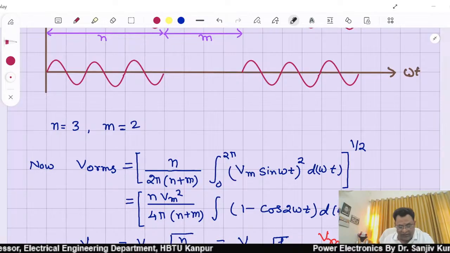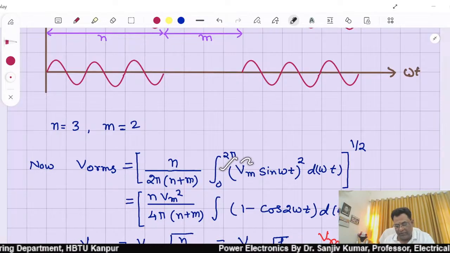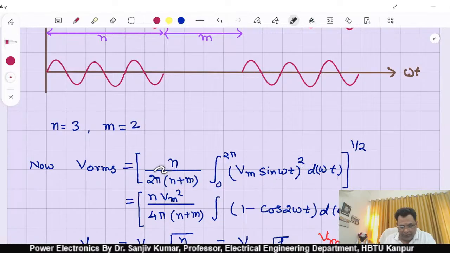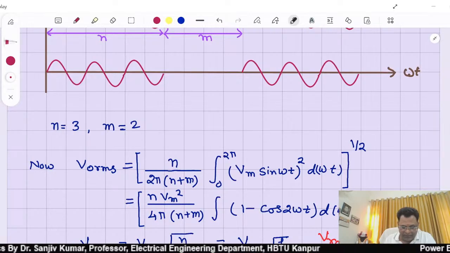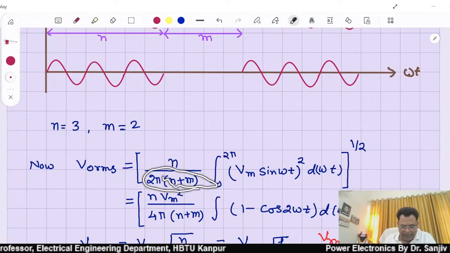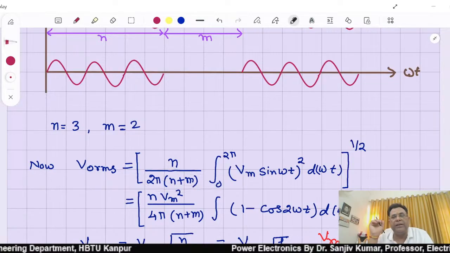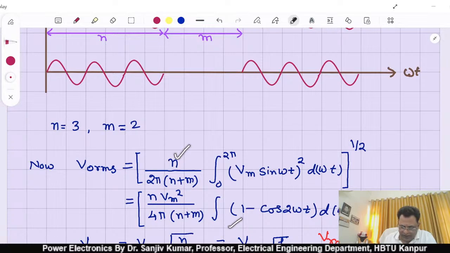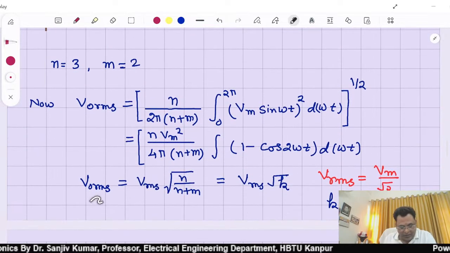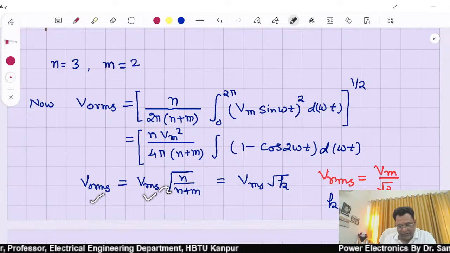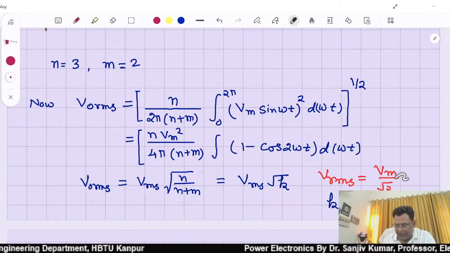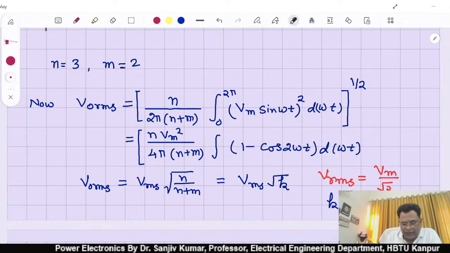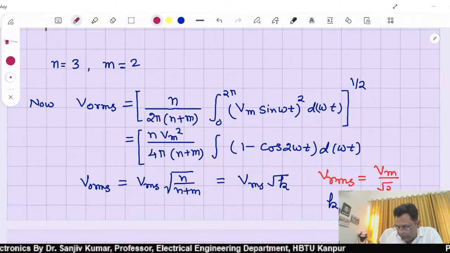The RMS voltage is equal to the integral from 0 to 2 pi n of Vm sin omega t squared d omega t, and the period is 1 upon 2 pi times n plus m. Out of this 2 pi times n plus m, how many cycles is it on? It is on for n. Now once you solve this, it comes out to be Vrms times n upon n plus m. That n upon n plus m is called the duty cycle, right?